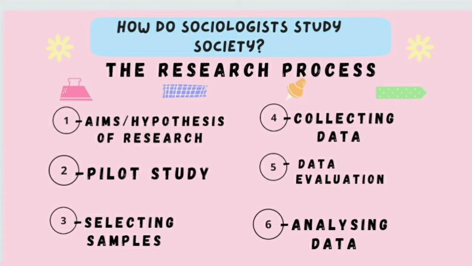And then comes the data evaluation. So before the research can be published, it is evaluated by experienced sociologists. This form of peer assessment acts as a form of quality control. So there is proper evaluation, you see your strengths and your weaknesses, what is lacking, and then you can publish your research.